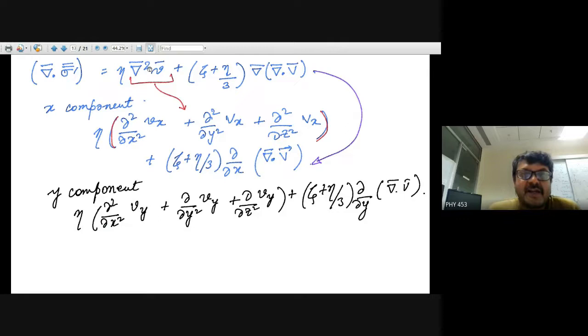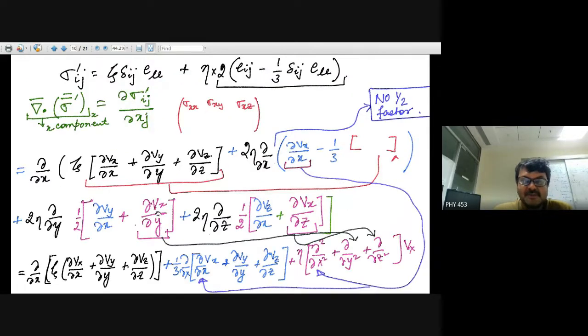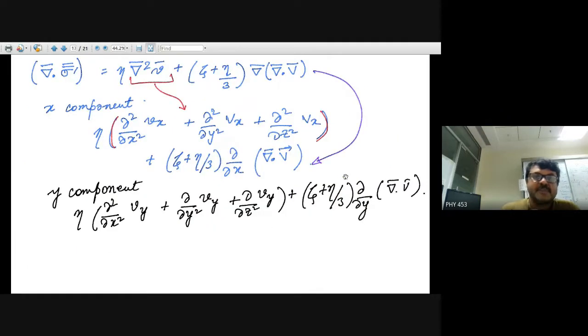Here I'm writing as a vector equation, right? In addition, you will get this term when you arrange, when you take care of all the terms. So this is what the simplification will be.